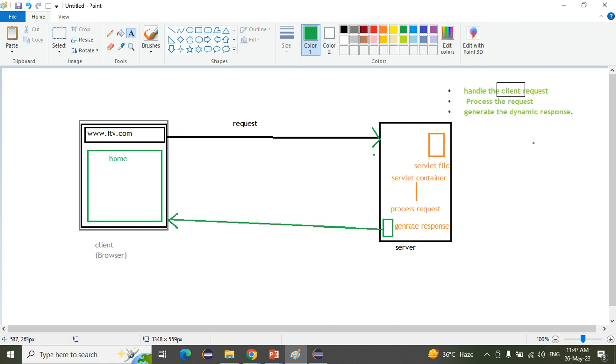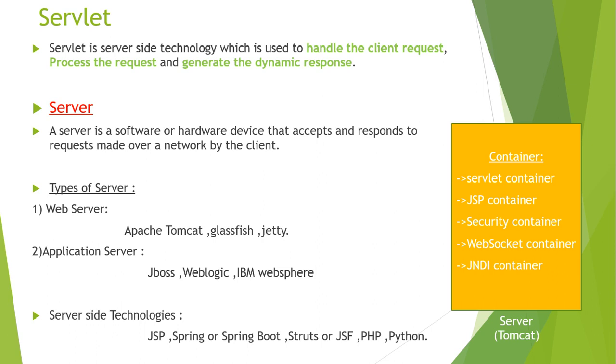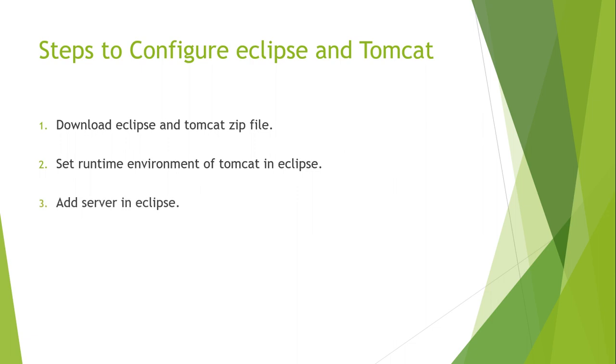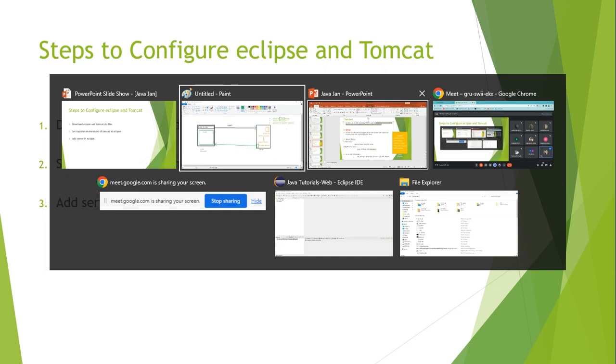Okay, so now we will see the configuration. This is all about the theory. Now if you want to create a servlet example, before that we have to configure something, right? So for that we have only three steps to configure Eclipse and Tomcat. We are using the Tomcat server here for creating any servlet. First step is to download the Eclipse and the Tomcat zip file. After that, create the run environment of Tomcat in Eclipse. And the third step is to add the server in Eclipse. So we will see them one by one.